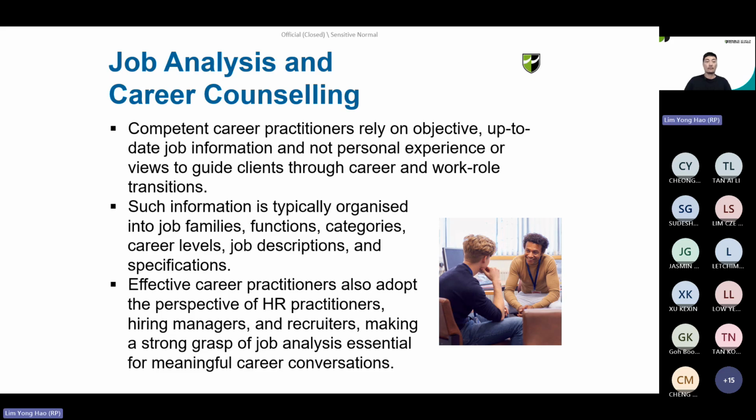Which LinkedIn actually does it, right? So this is how they actually adopt job analysis at a larger scale. As much as possible, we are sharing some of these sources of information with you. Now, of course, if you are aware of some other sources that we may have missed out, you can bring it up, then we can evaluate it together, right?